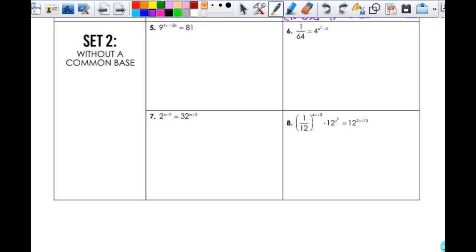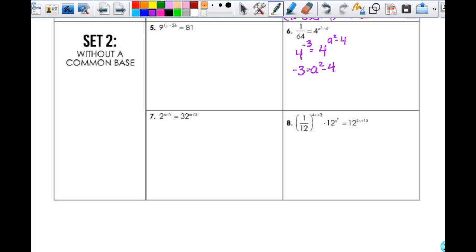It's 64, but I need it out of the denominator, so it's going to have to be 4 to the negative third equals 4 to the a squared minus 4 power. Right? So I've got a common base. Now I can use the one-to-one property, and I can take them out of the exponent, and I get negative 3 equals a squared minus 4. That's a quadratic again, sorry.